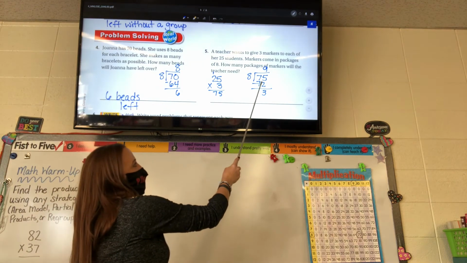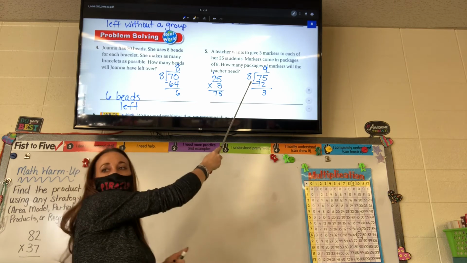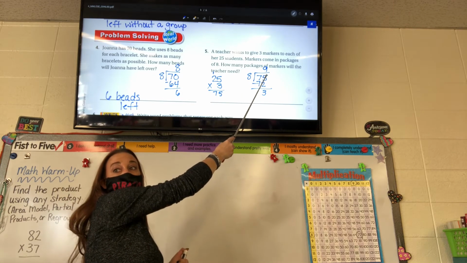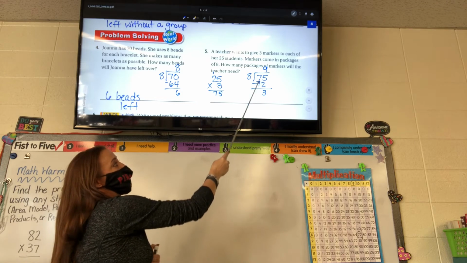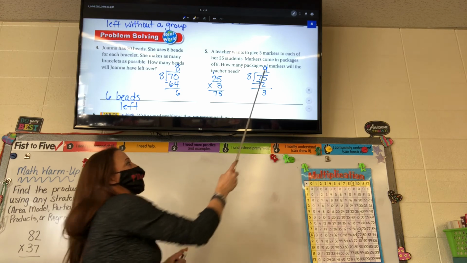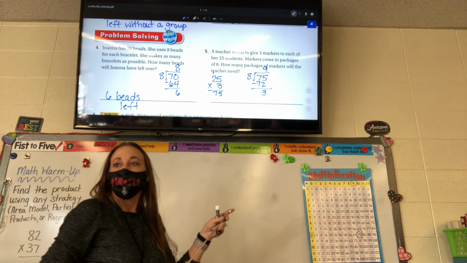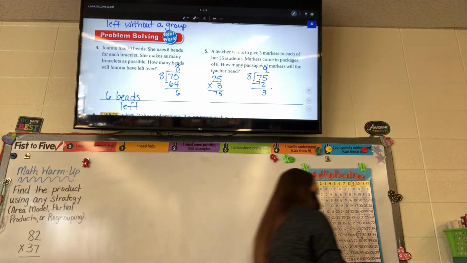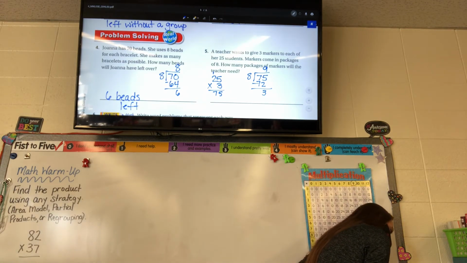75 markers is what she needs. Each package is 8. If she buys 9 packages, that'll get her 72 markers, but she'll be 3 markers short. So we have to add 1 to that 9. So she'll have some markers left over, right? But she needs 10. So we're going to add 1 to the whole number quotient. 10 packages.